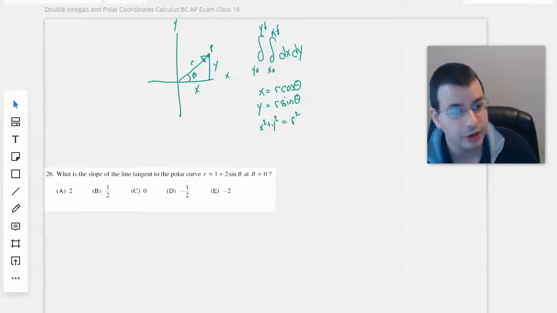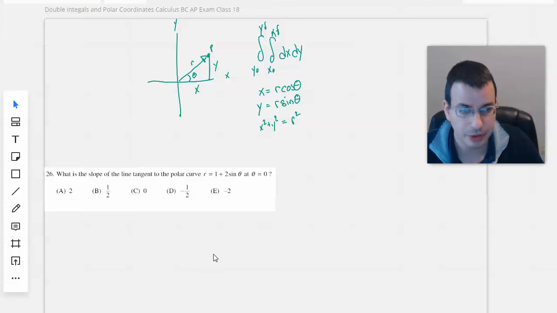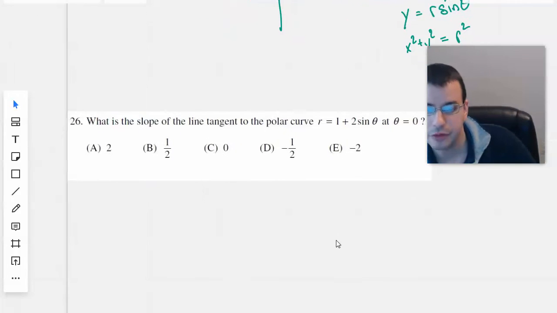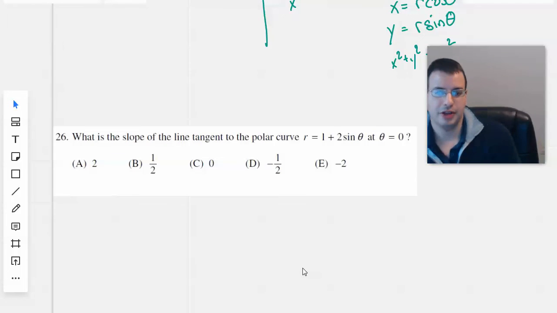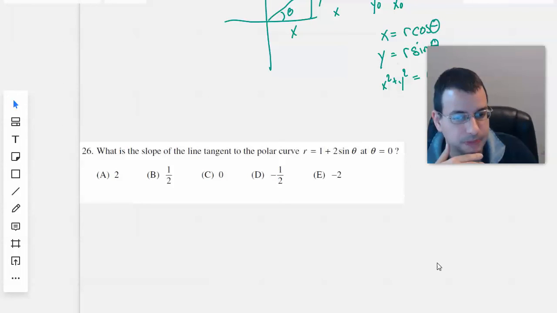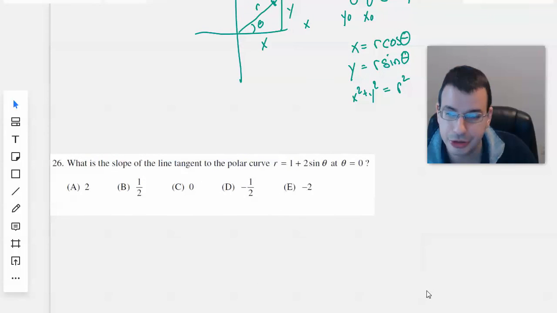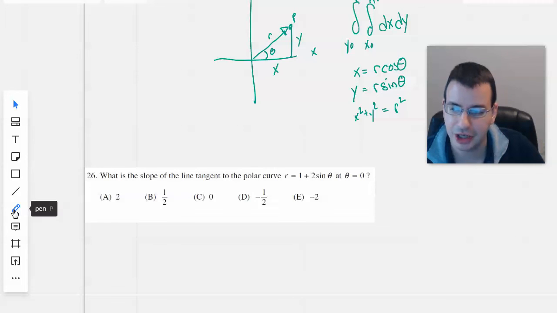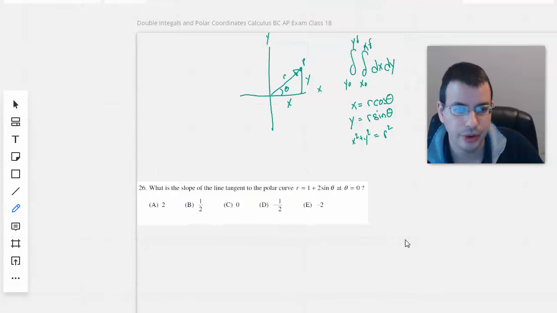So this is the kind of problem you would be more likely to find on the AP exam. What is the slope of the line tangent to the polar curve r equals 1 plus 2 sine theta at theta equals 0? So there's a couple ways of solving this. I'll first show you the correct way of solving it, and then I'll show you the way that I would probably actually solve it.